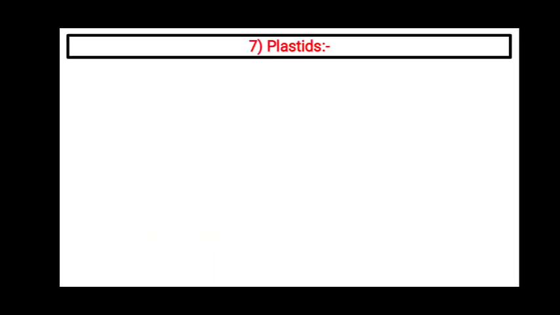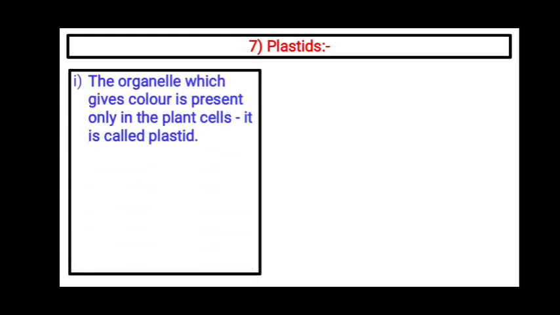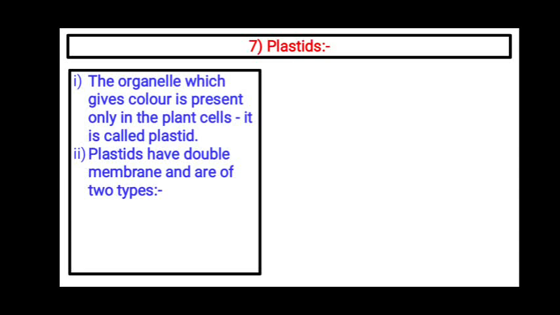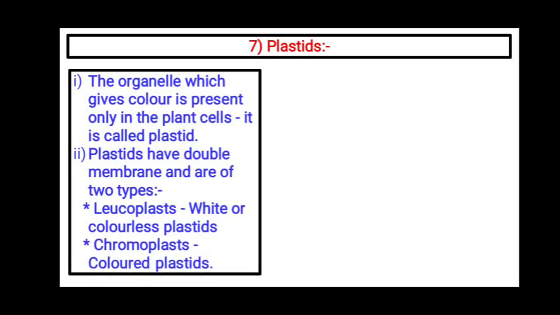Next is plastids. The organelle which gives color and is present only in plant cells is called plastids. So plastids are present in plant cells and absent in animal cells. It helps to give different colors to the parts of the plants. Plastids have a double membrane and are of two types. First one, leucoplast, which are white or colorless plastids, and second one, chromoplast, which are colored plastids.